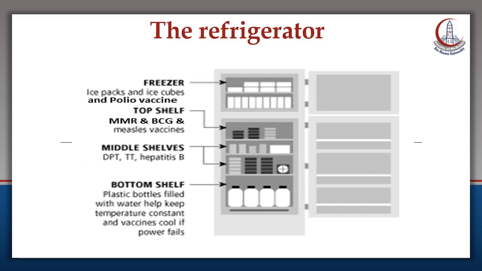There are rules for keeping vaccines in the refrigerator, such as putting ice cubes in the freezer. The freezer should contain only polio vaccines, no other vaccine. The door of the refrigerator is empty, no food or drinks in the vaccine refrigerator. The bottom shelf should contain bottles of water to keep the temperature optimum. The temperature should be between 2 to 8 Celsius degrees.